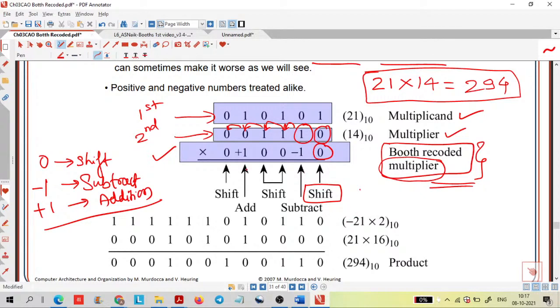Now, what do you have to do? See, 0 into any number is 0 only. So you just focus on these +1 and -1 digits. Take the multiplicand value. What is the multiplicand value? 21. So here 21 into this -1 gives -21 into the binary position, 2 raised to 0, 2 raised to 1.